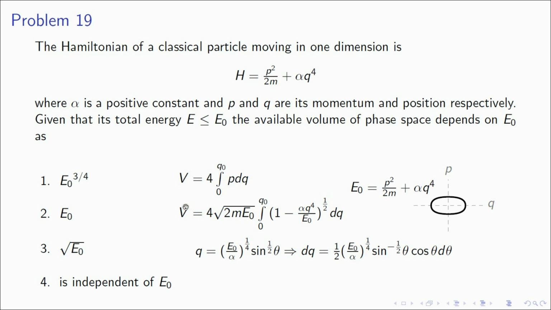So the volume will basically depend on e to the power 3 by 4. So you can just tick this one here. This option 1 is the right one. So here you don't have to calculate all the area. Once you see that volume depends on e to the power 3 by 4, you can just check this option.